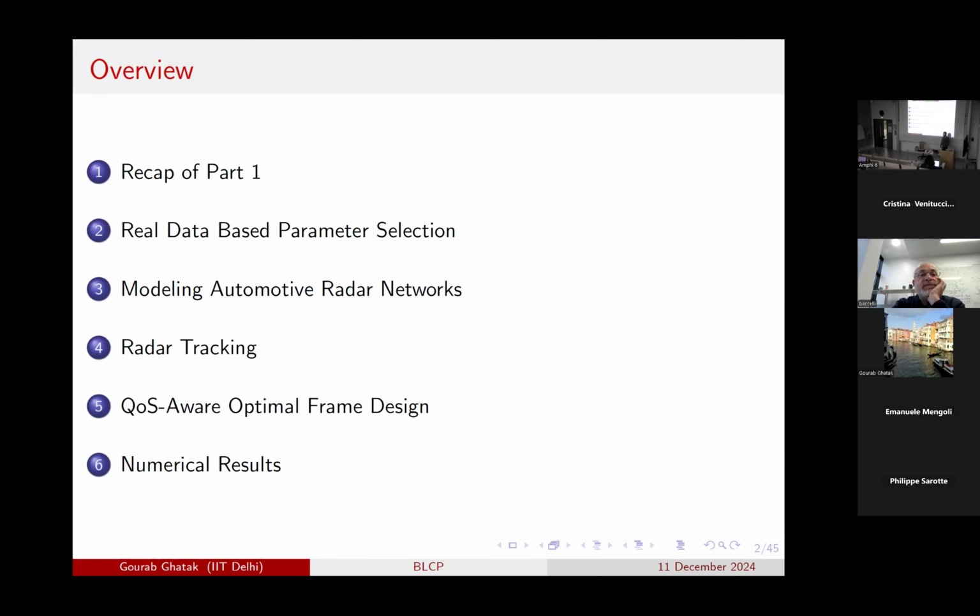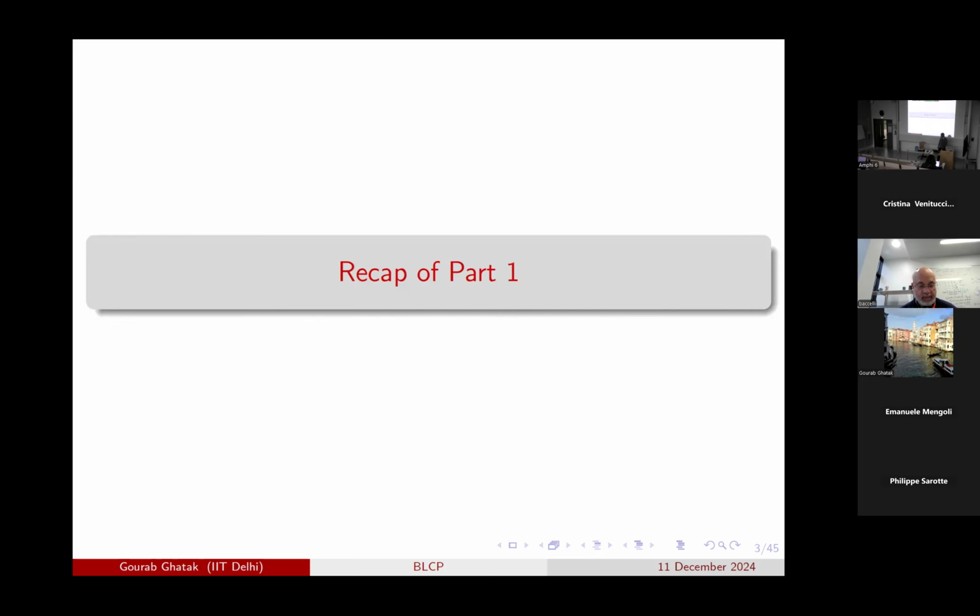So basically, it's divided into three parts. The first part is the recap of part one, with some real data-based parameter selection. The second part is modeling automotive radar networks using these new line processes, this framework of radar tracking. And the third part is about QoS-aware optimal frame design in radar tracking and some numerical results. Okay, so recap of part one.